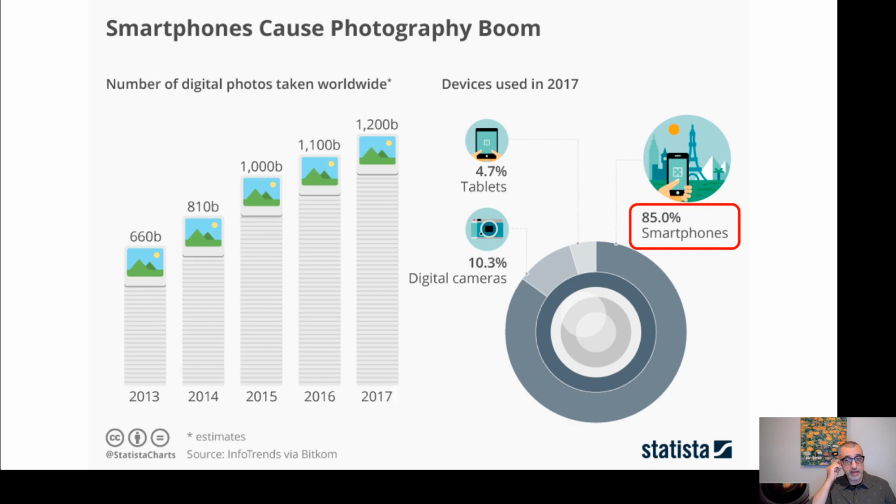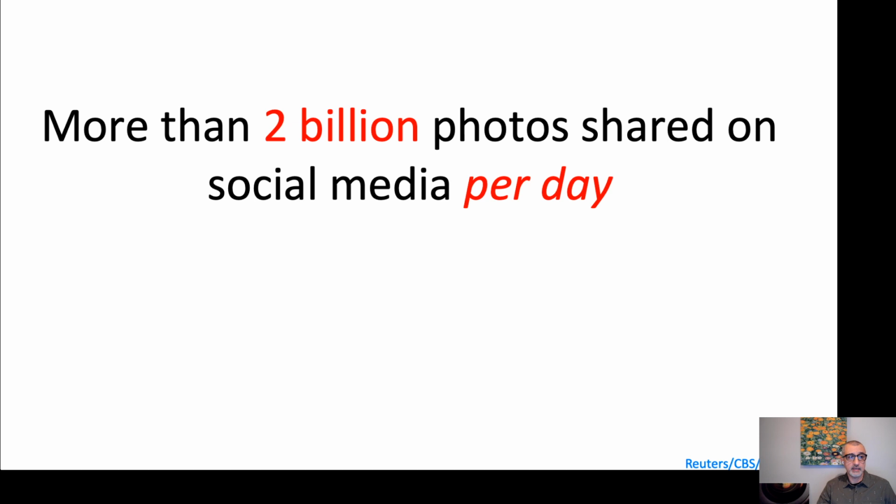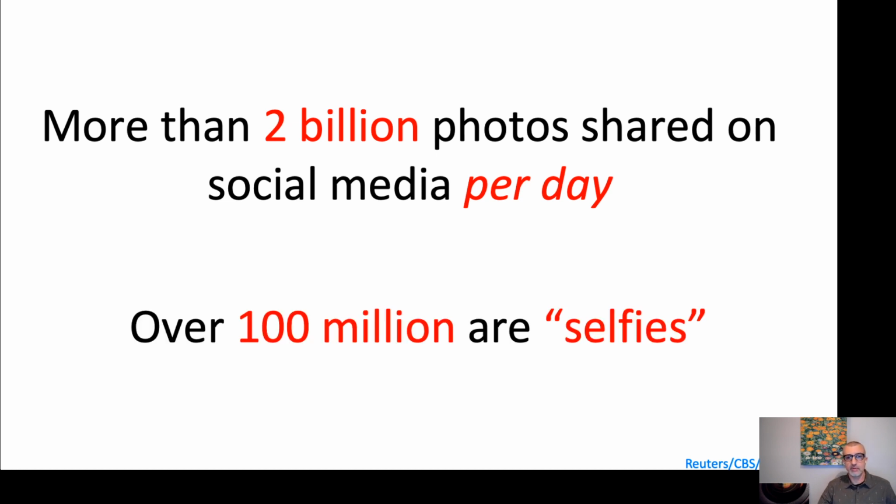In fact, smartphones have caused a photography boom. It used to be that you would have to buy an actual camera to photograph things, but nowadays, 85%, this is from 2017, so it's probably closer to 90% now, of all the photos taken in the world are taken on smartphones. Only about 10% are on digital cameras. And to put some numbers on it, more than 2 billion photos are shared on social media per day, which is kind of an astonishing number. And 100 million of those are selfies. Think about what that says about our world.